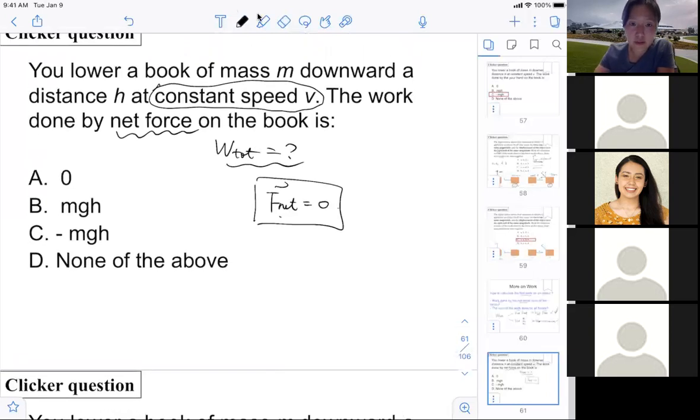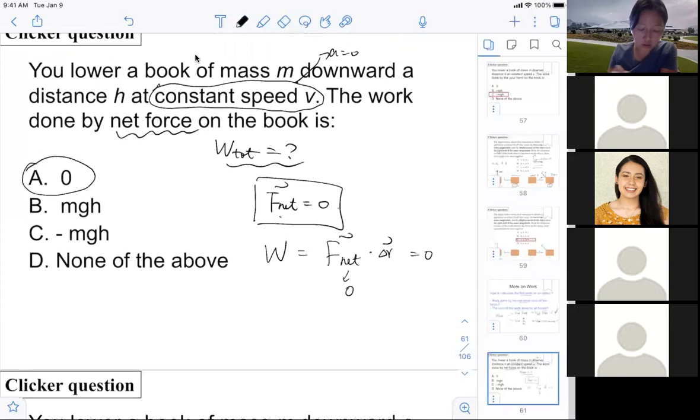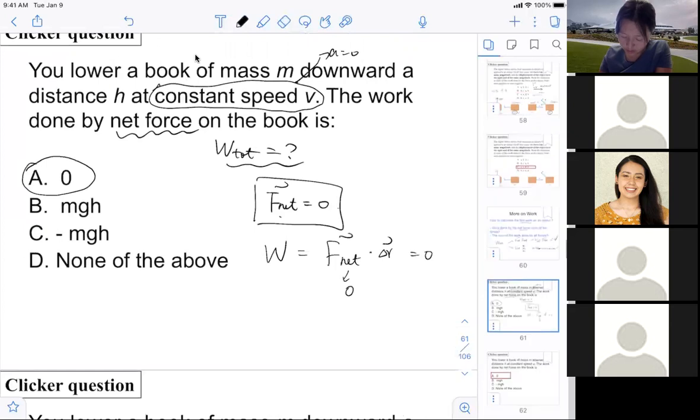Yes, okay, because the acceleration is 0. So if I know that, then if the net force is 0, then the work done by the net force is obviously going to be 0. So right away, you know the work done by the net force is 0.